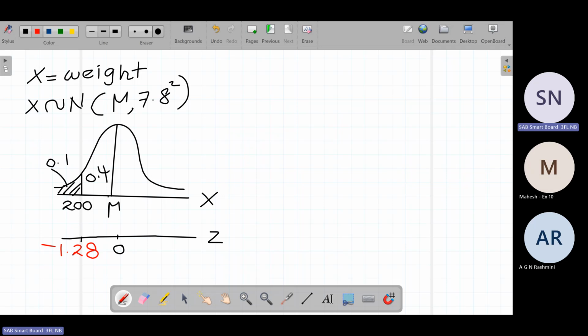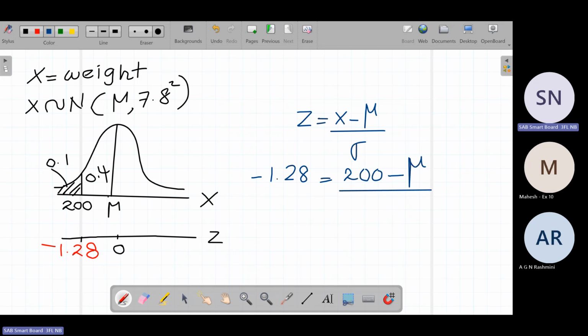Up to that point clear? Okay. Then you can find the mu value. Here you use the Z formula. And here Z is minus 1.28. X equals 200 minus mu. Standard deviation is 7.8. And then simplify it, then you can find the mu value.